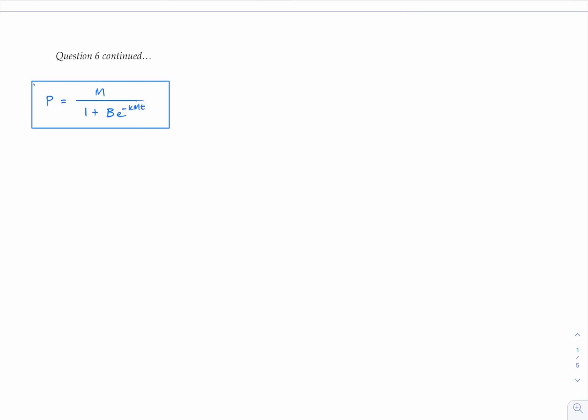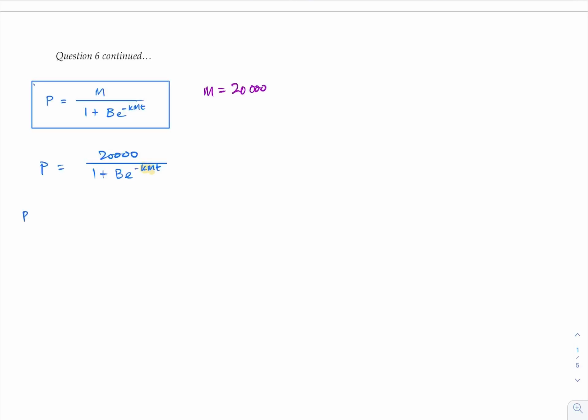All right, so for our particular question, M equals 20,000. Okay, carrying on. So P equals 20,000 over 1 plus B e to the negative kMt. And I want to point out something. k is a constant, M's a constant. So I'm actually going to think of kM as a constant. I'm not going to think of them separately. You'll see why.